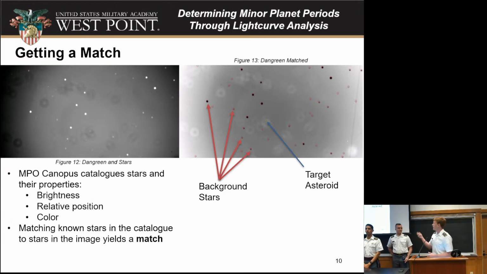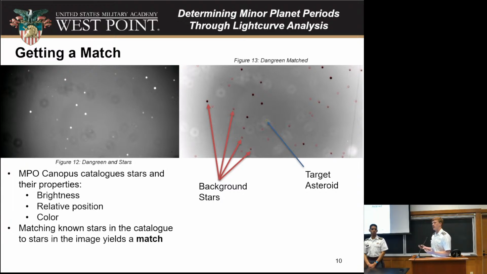So what you're seeing right there on the left and on the right, these are the same image twice, and it's an image of Dan Green. But once we have the image, we have to get a match. That's the first step in processing the data. And what that means is the telescope will tell the software about where it's looking at in the sky, and then we also tell the software where the telescope is located on Earth.